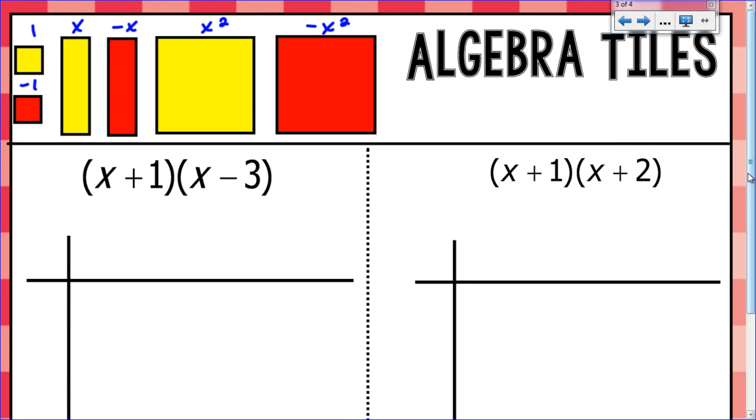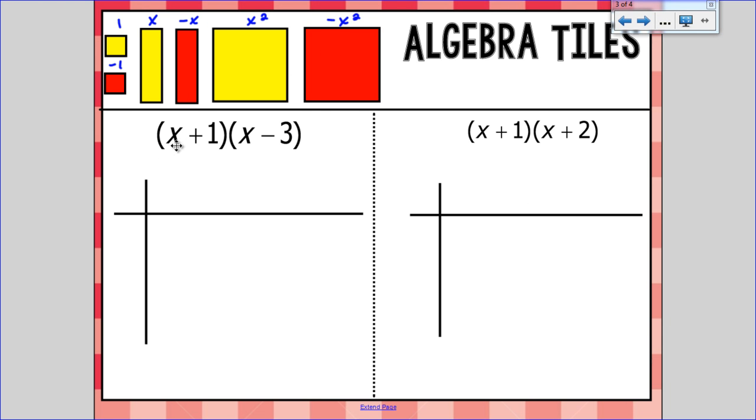So here is how this works. We are going to end up multiplying x plus 1 times x minus 3, which means one side of our rectangle is going to be x plus 1, and the other side of our rectangle is going to be x minus 3, so it's going to have 3 negatives. And so when we multiply these together, this is going to fill in and create a rectangle that matches the area for these two sides as our dimensions.